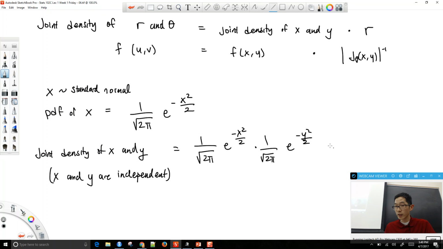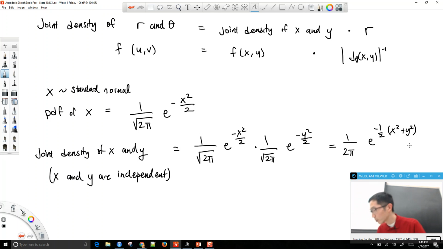Okay, and so this just becomes 1 over 2 pi e to the negative 1/2 of x squared plus y squared. Let me just make sure I'm doing this. e to the negative 1/2 x squared plus y squared. Did I mess something up? No, this is okay. Okay, and this is what we have. This is the joint density of x and y.